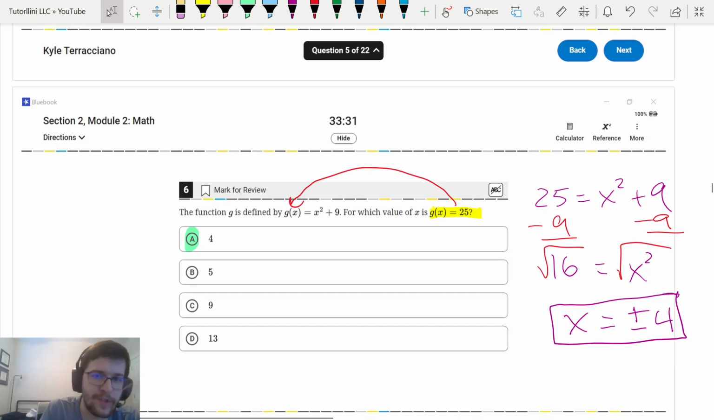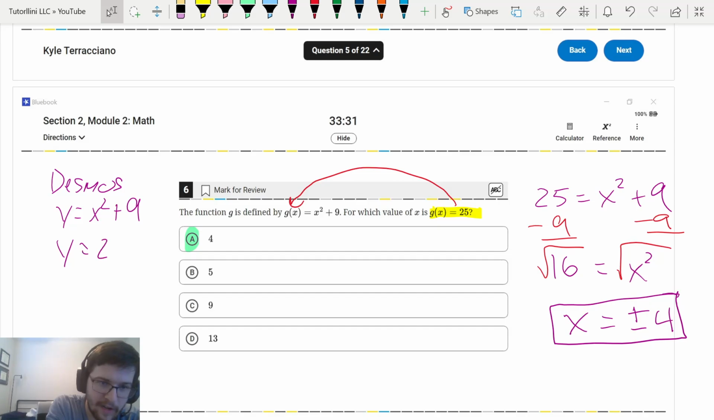If you wanted to, you could go to Desmos and graph y equals x squared plus 9 and y equals 25, and then find the points of intersection, and you'll find that the x values are 4 and negative 4. Great.